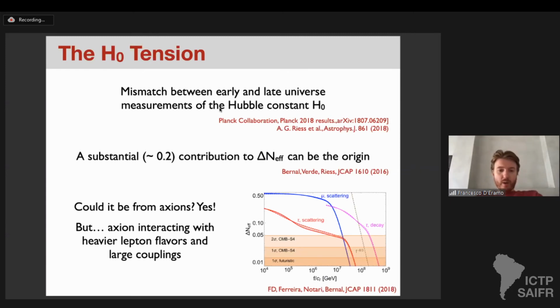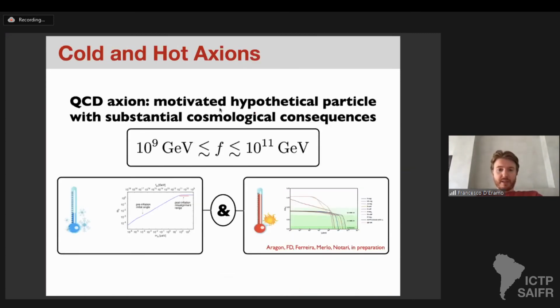So you see that when you discuss axions, there is also an interesting interplay with other cosmological observables. There is not only, of course, the amount of dark matter. So to summarize, as I said, the QCD axion is a motivated hypothetical particle. There are substantial cosmological consequences, and in particular, if you restrict yourself to this range of f, it's a sweet range because you could get axion dark matter both in the pre and in the post inflationary case.